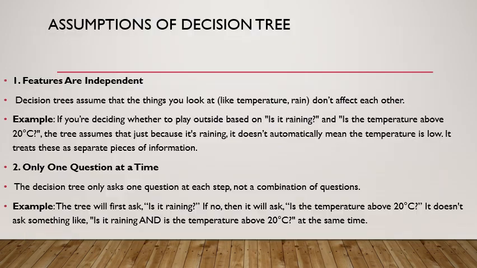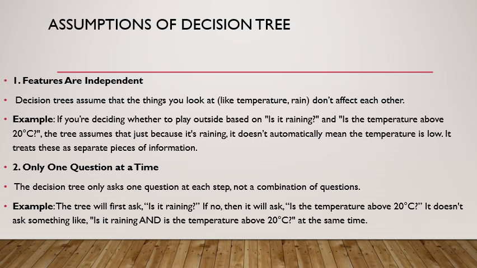Next, assumptions of decision tree. This is the most important concept. Okay, decision tree assumes that the features don't affect each other. For example, temperature and rain are the examples I took. So here it is clear. Decision tree assumes that features do not affect each other.